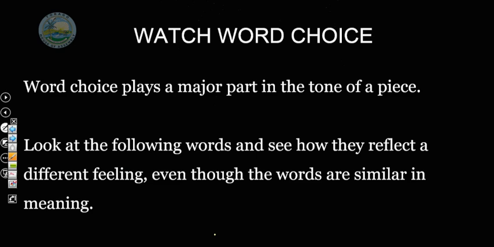So we're going to look at the following words, see how they reflect a different feeling even though the words are similar in meaning. So let's take a look.